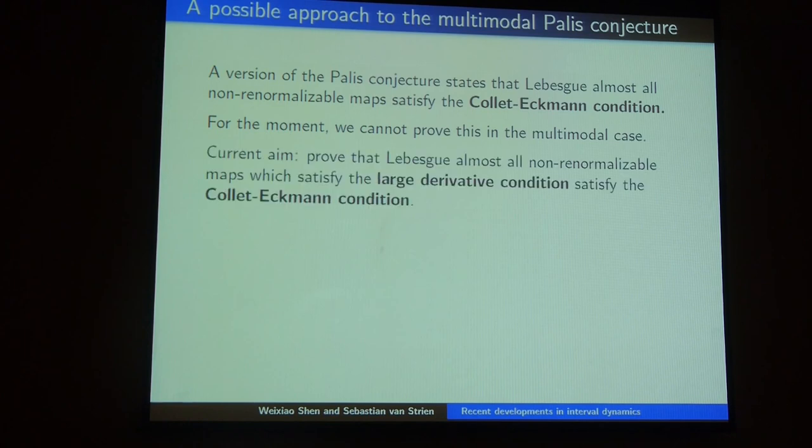And the current goal, we're trying to do something much more modest. Among the class of non-hyperbolic maps, we want to prove almost every map with the large derivative condition satisfies the quadratic Collet-Eckmann condition. In other words, we want to prove a theorem similar to the last theorem I discussed, but only assume F0 satisfies LD instead of the summability condition.